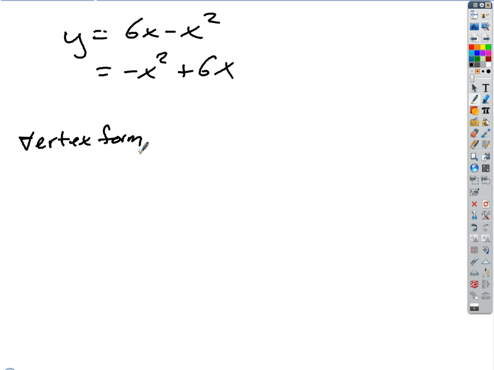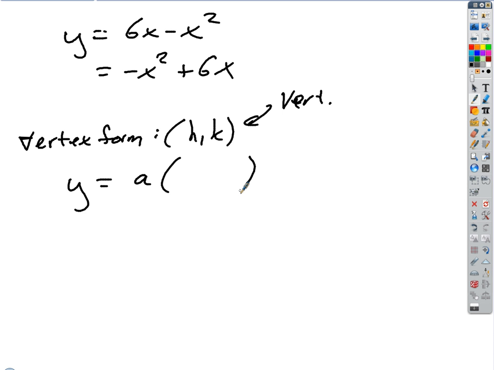So in vertex form, we know that's the vertex. It's y equals, and we always have an a out there that's our multiplier. It tells you whether it stretches the function or shrinks it vertically, right? That's the job of a. In this case, it's -1. And then if it's in vertex form, remember this one? x minus h, squared, plus k, right?